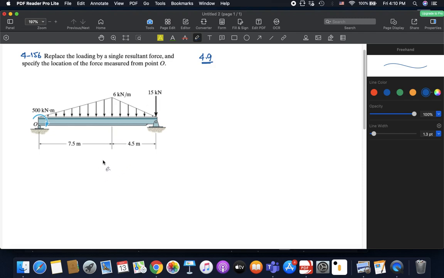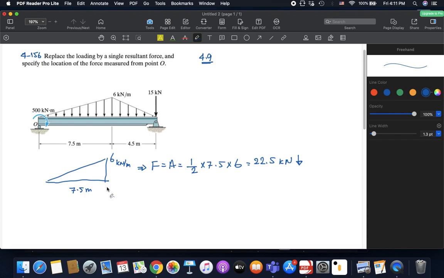So let's take the first triangle. This triangle basically has a height of 6 kilonewtons per meter, and a base of 7.5 meters. From this triangle, we know that the force is basically the area of the triangle. So it's half the base multiplied by the height. Right? So this is 22.5 kilonewtons, and we know for a fact that it should be directed downwards.